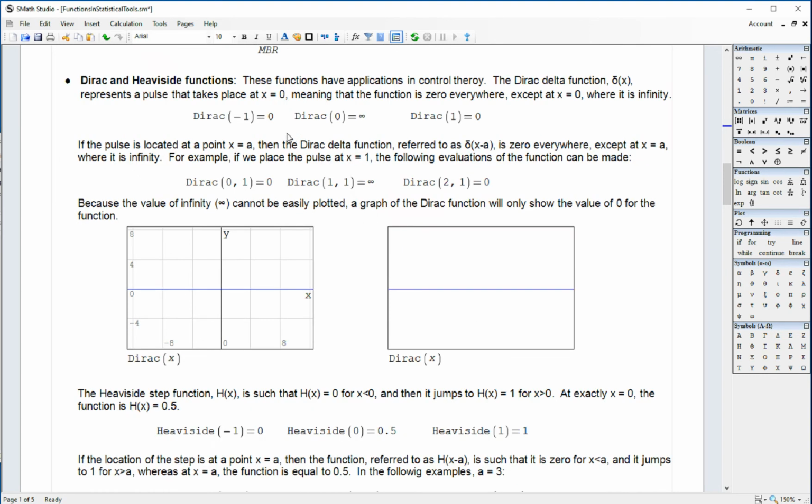The Dirac function is used to represent a pulse in the time domain. For example, if the pulse is located at x equals 0 or time equals 0, anything below 0, like -1, the value of the signal of the function is equal to 0, and past 0 is also equal to 0. But at 0 itself, where the pulse occurs, that pulse has an infinite value.